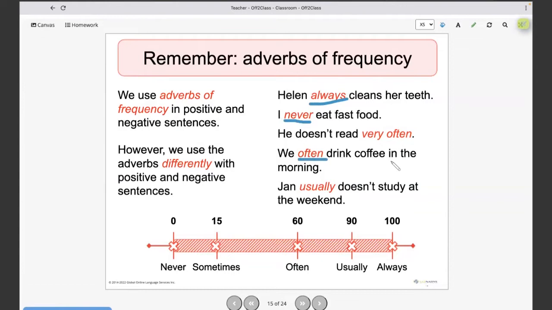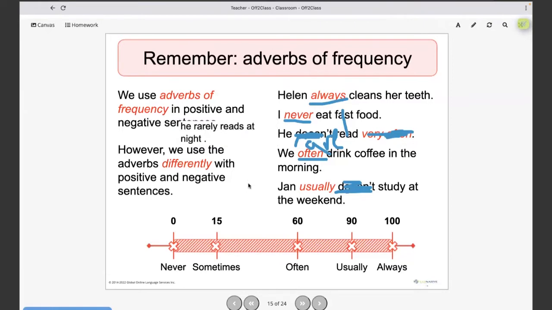We often drink coffee in the morning. Jan usually studies at the weekend. Here I don't have doesn't, so we're not talking about negatives. Like here also, he rarely, meaning seldom. Rarely, R-A-R-E-L-Y. The sentence will be: he rarely reads at night.